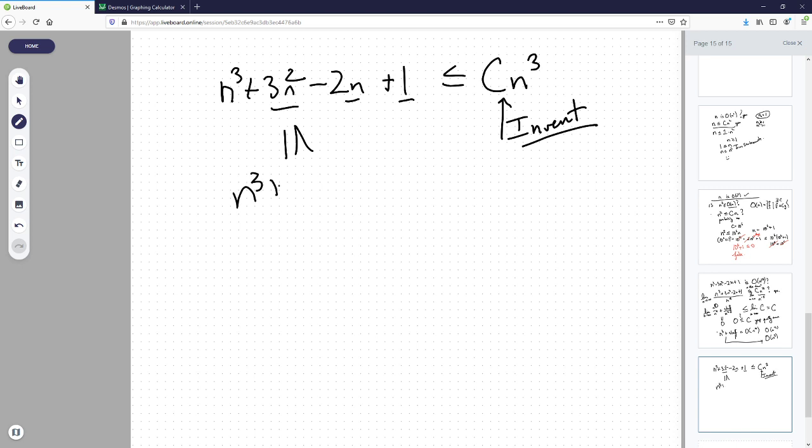n cubed plus 3n squared. I'm sorry, plus 3n cubed plus, say, 2n. And now you're like, why would you even do this? You don't have to. You can just replace this with 0 if you want, because 0 is bigger than this, plus another n cubed.